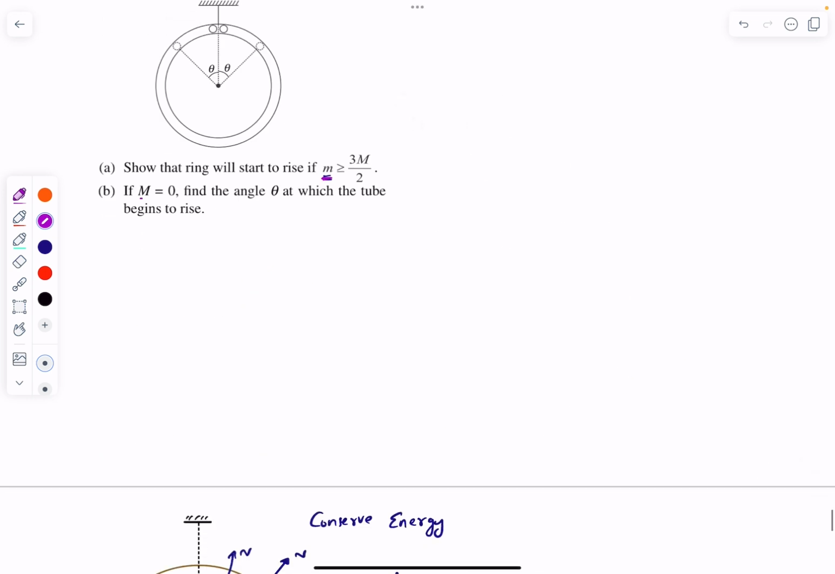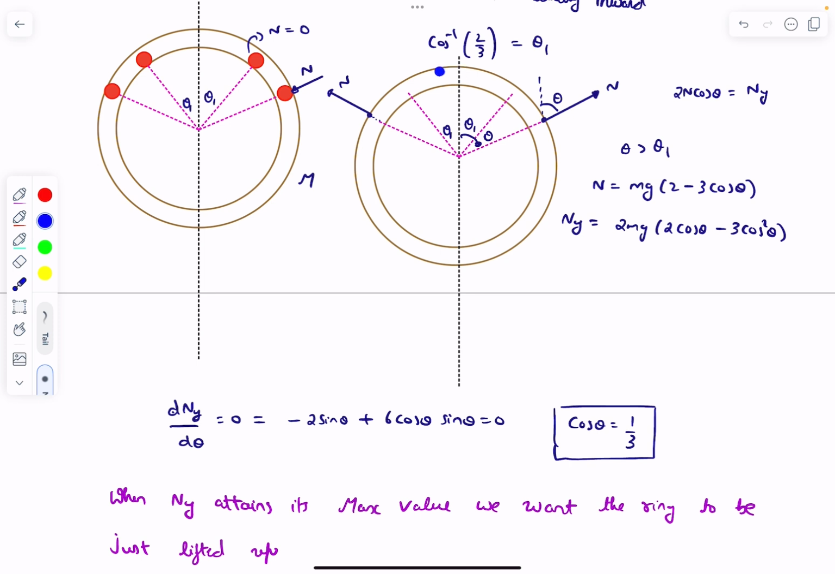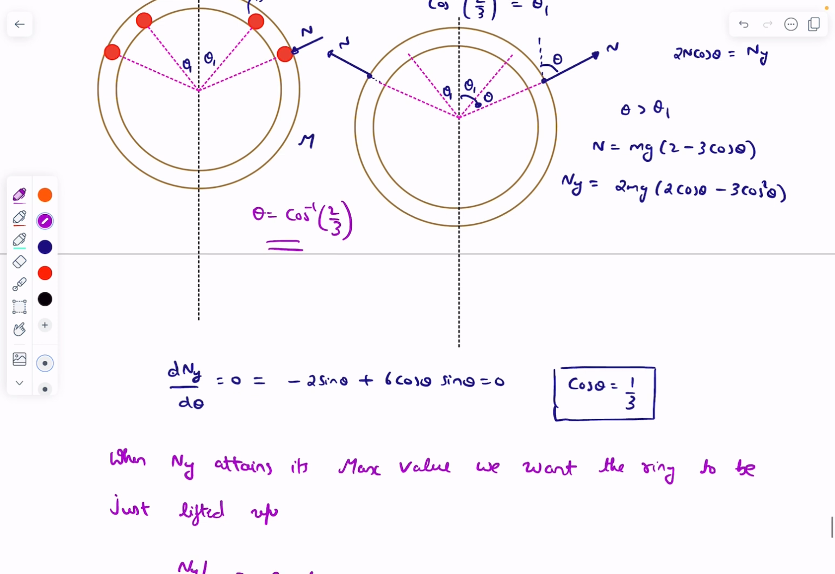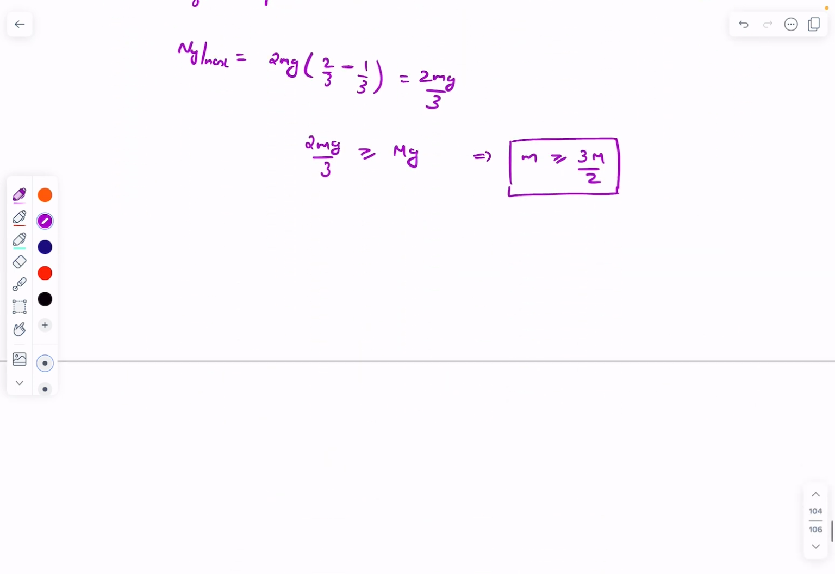The second question, they're asking if capital M is 0, then find the angle theta at which the tube begins to rise. Basically they're asking if the ring is massless, then when does it begin to lift up? The answer to this is pretty simple. As it is massless, we only need a negligible amount of force in the y direction to actually lift it up. What that means is we want the normal reaction to reverse its direction. So it will be lifted up when theta equals theta 1, which is basically cos inverse of 2 by 3. This is the instant when the ring will be lifted up if it is a massless ring. So that was it for this question.